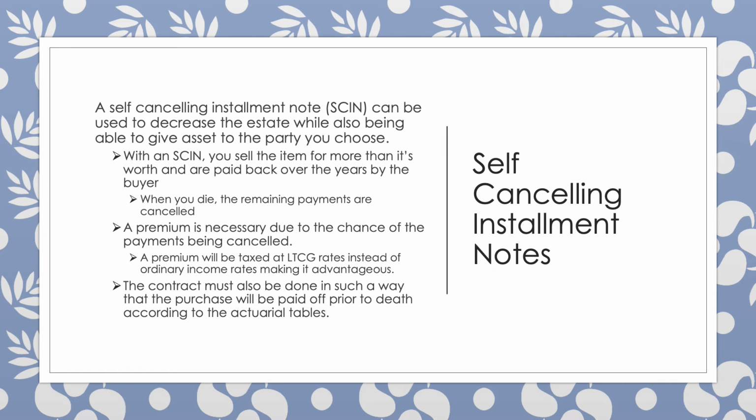Now we're going to talk about self-canceling installment notes. A self-canceling installment note, or an SCIN, can be used to decrease the estate while also being able to give the asset to the party you choose. With an SCIN, you sell the item for more than it's worth and are paid back over the years by the buyer. When you die, the remaining payments are then canceled.